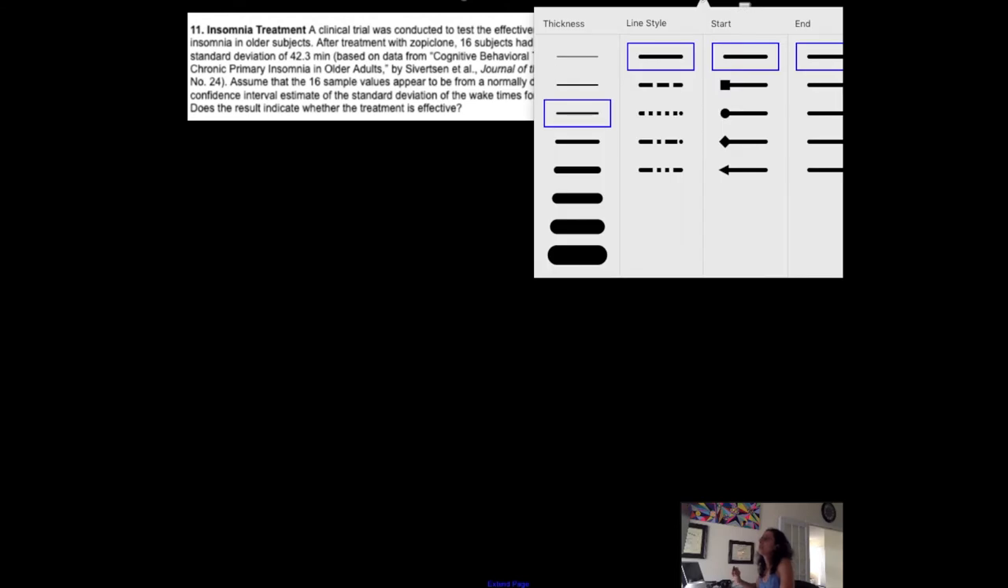So here I have insomnia treatment. As I read this, I have to pull my information from the problem. Let's see what they give me. And don't forget that on this kind of test, you are dealing with a bunch of different confidence intervals. So I want you not only to think about how to do this confidence interval, but how do I know which confidence interval I need to find. You have a population proportion, a population mean with sigma known, sigma unknown, and now a population standard deviation.